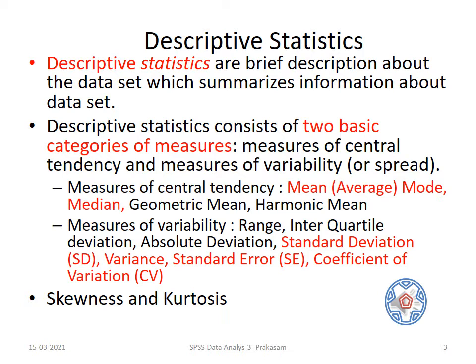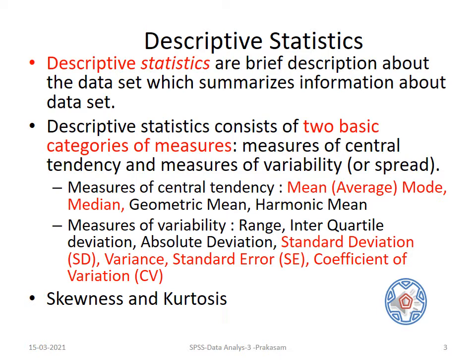Under the measures of central tendency, the statistical methods are the mean, which we also call the average, mode, median, geometric mean and harmonic mean. Most of the time, depending on the distribution, such as normal distribution and skewed distributions, which we will come across, we use the mean, mode and median, which are most commonly used for social science data analysis.